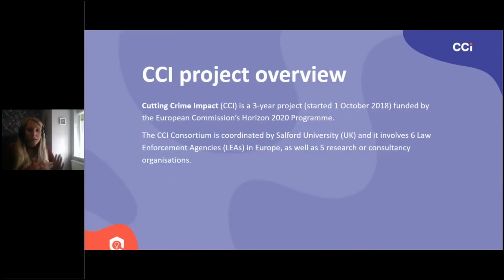As you are aware, the Cutting Crime Impact, or CCI project, is a 3-year project that is funded through the Horizon 2020 program, and it involves 6 police forces in Europe, as well as other research and consultancy organizations, and the whole consortium is coordinated by a team at Salford University by Andrew and Caroline, who presented during this series.